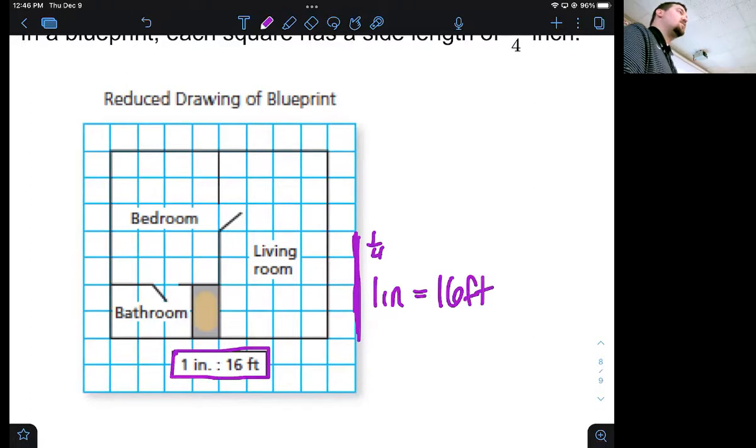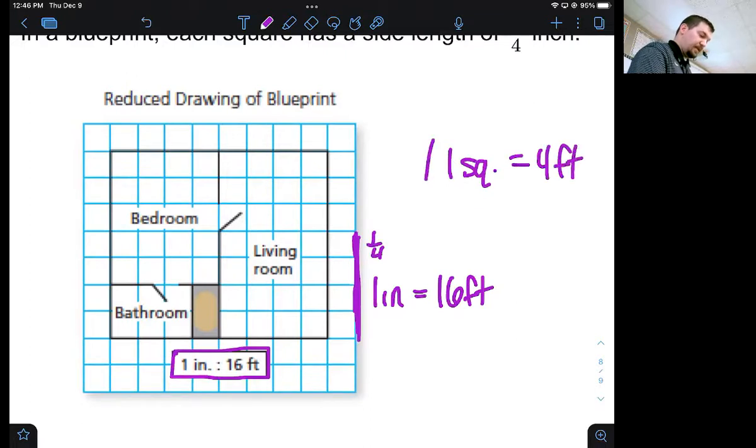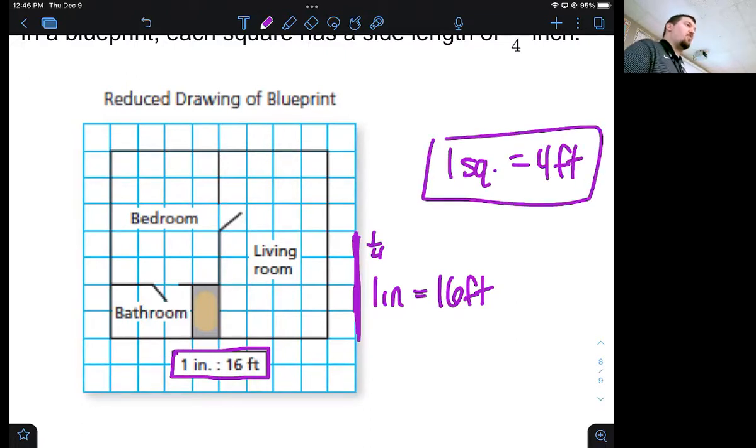So that 1 full inch right here is equal to 16 feet is what they're telling us based off the key. So if that's 16 feet, what's 1 square going to be? If 4 squares is 16 feet, what's 1 square going to be? 4 feet. 1 square is going to equal 4 feet. That's probably going to be more helpful for us than the scale they gave us. Every square that we see up here is going to be 4 feet in real life.